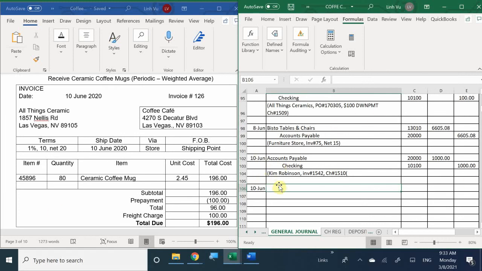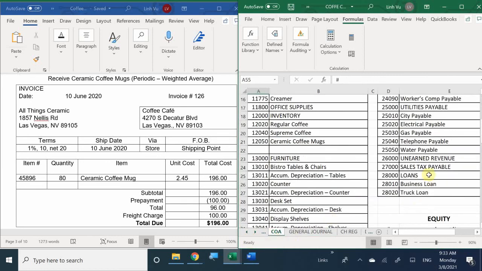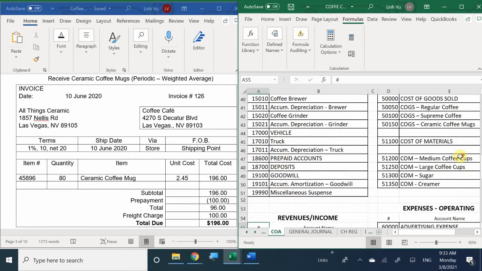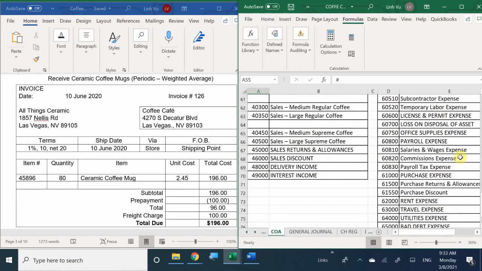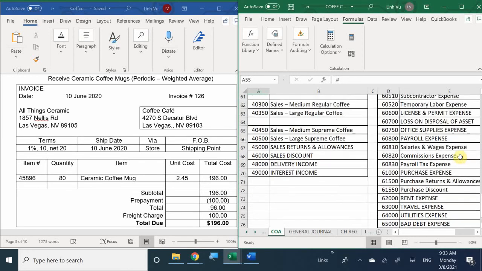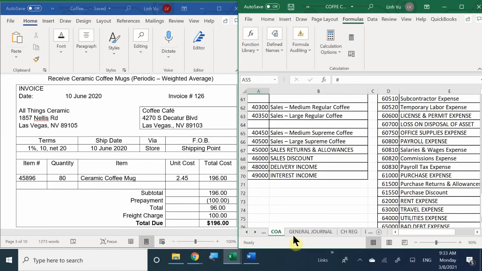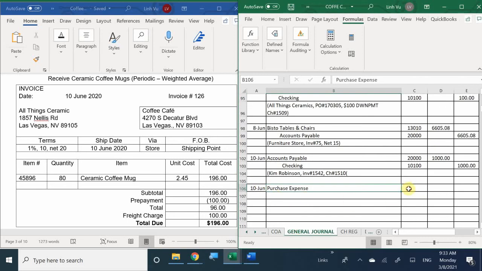So first things first is, what is my journal going to look like, especially when you're using periodic inventory? How do you journalize periodic inventory? Purchase expense, absolutely correct. Purchase expense. All right, let's go ahead and go to our chart of accounts to determine what account number that is. 6100. Okay, perfect. 61,000. Okay.